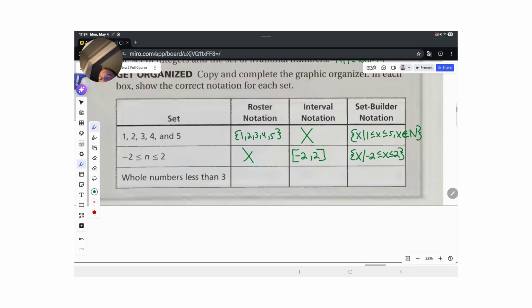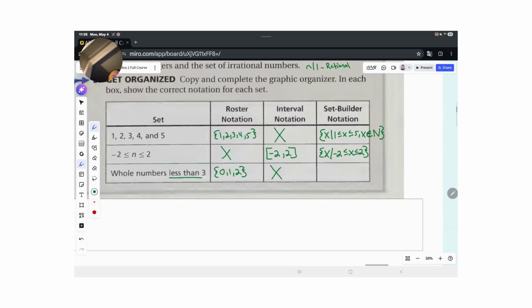Now let's go to row 3, whole numbers less than 3. So our roster is going to include 0, 1, and 2, but let's stop there. It says less than 3, right? Interval cannot be written precisely as a discrete set, and our set builder notation, let's go there last. Here's our open brace, x, our bar, x is less than 3, x, our element symbol, and a big W.